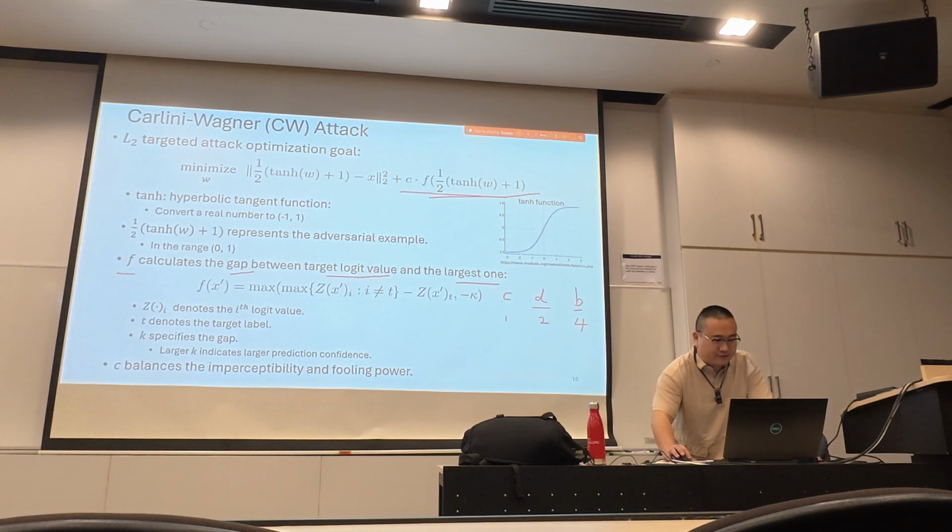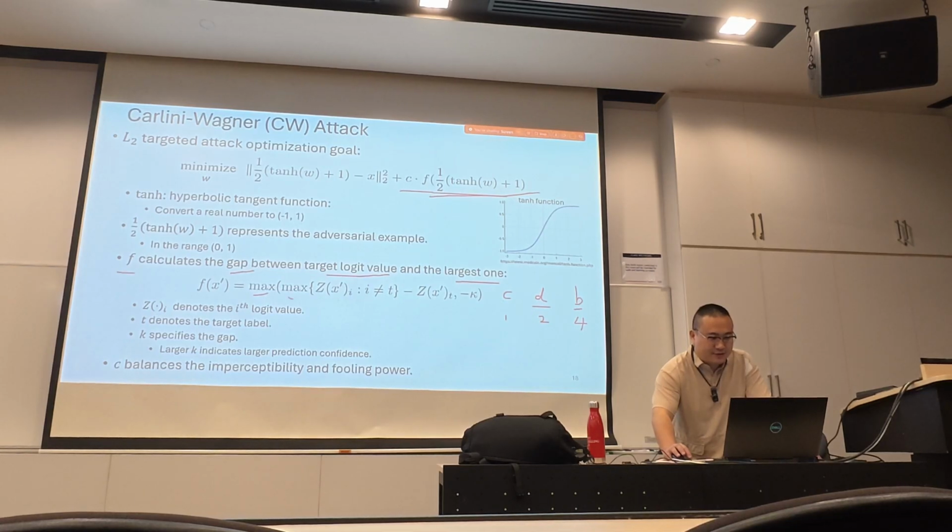So in the definition of f, we can see that we have two max functions. For the max function, we give it two results and it will output the larger one. Or we give it a set, then it will output the largest one in the set. So let's look at the internal max function first. In the internal max function, z_i denotes the ith logit value. And t denotes the target label, so that is dog. And then k specifies the gap, so we'll talk about the gap later.